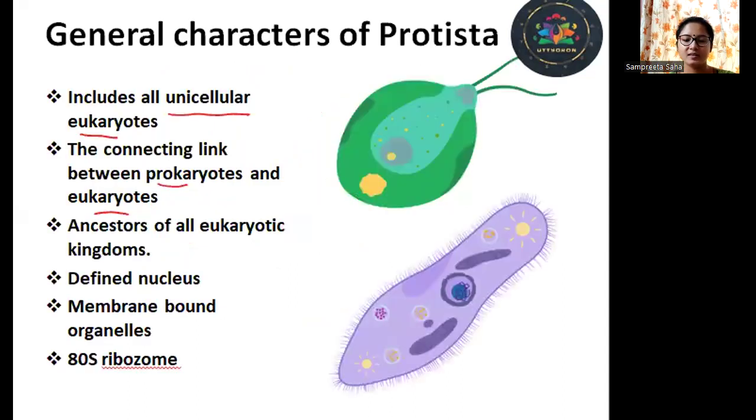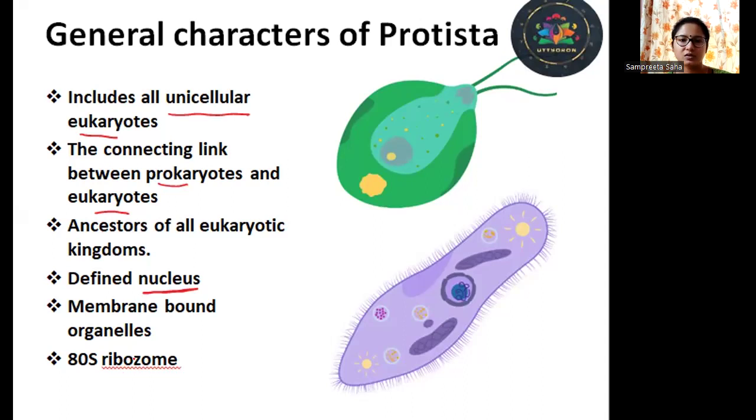Next, it has a defined nucleus. This is a feature of the eukaryotic cell. Just like it has other well-defined cell organelles, it also has a defined nucleus. Next point, membrane-bound organelles. The difference between prokaryotic and eukaryotic cells is that in prokaryotic cells, defined or membrane-bound cell organelles are absent, whereas in eukaryotic cells, there is presence of prominent membrane-bound cell organelles.